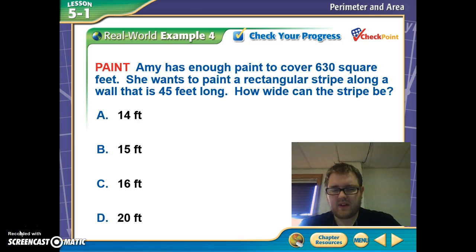So finally, I'll leave you with this. Amy has enough paint to cover 630 square feet. She wants to paint a rectangular stripe along the wall that's 45 feet long. How wide can the stripe be? So go ahead and figure that out. Make sure you have all 4 examples answered on your note sheet.